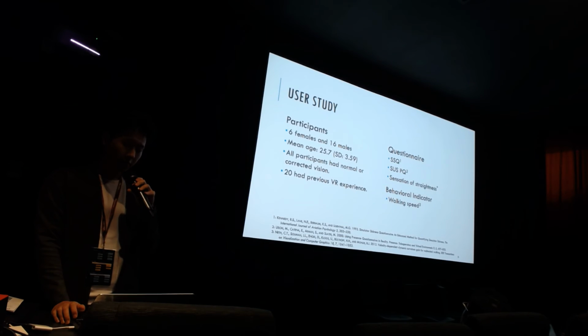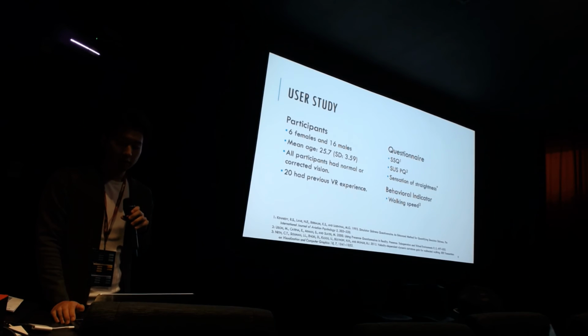We used questionnaires to measure simulator sickness, presence, and sensation of straightness. As a behavioral indicator, we measured walking speed. The reason we measure walking speed is that walking speed could affect the effect of redirection. It has been shown that the effect of redirection increases if users walk slowly. And because the conventional method cannot evaluate the sensation of straightness directly, we made a new questionnaire.